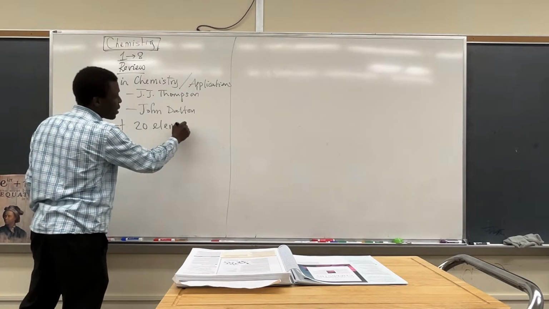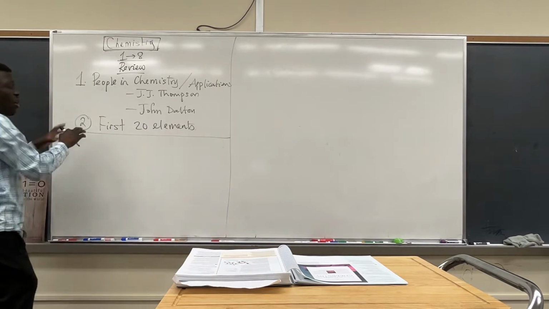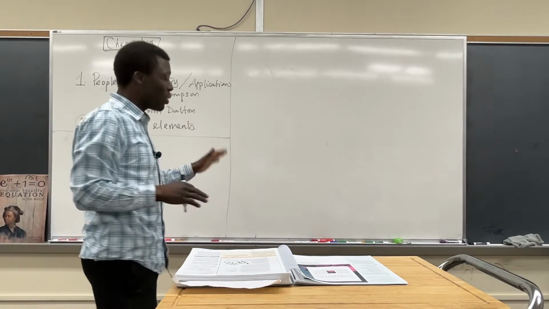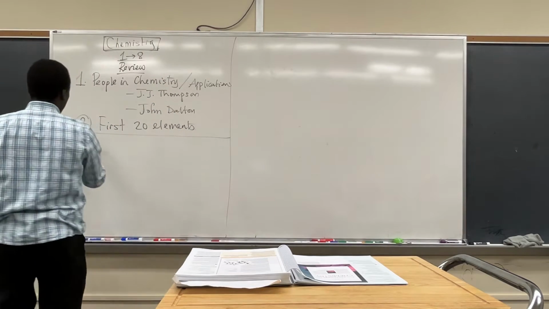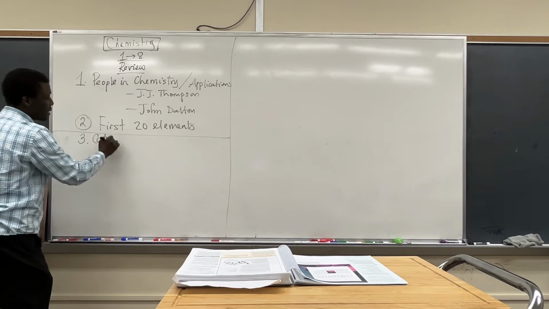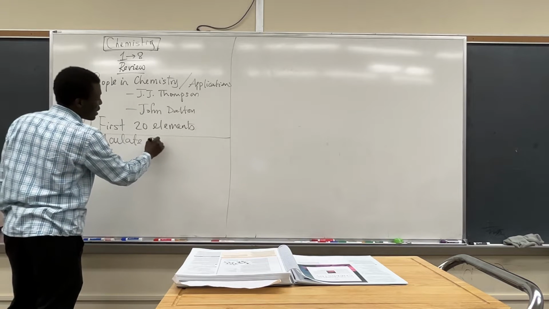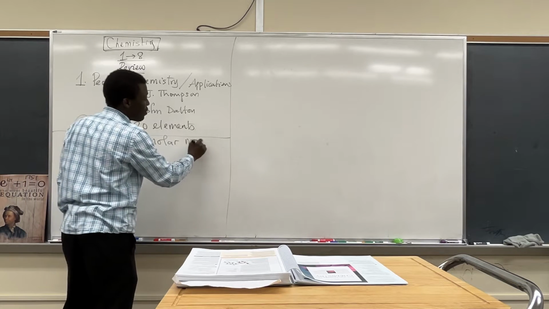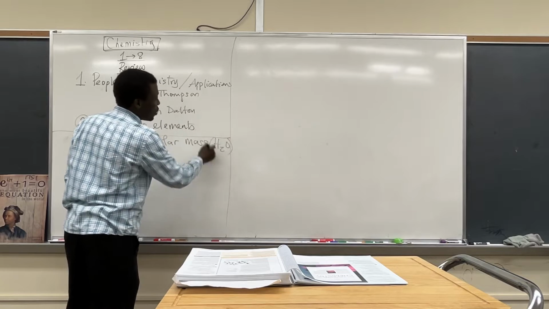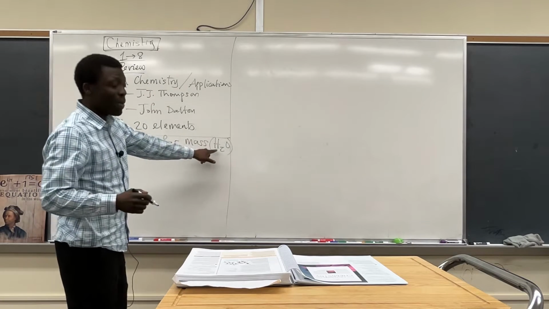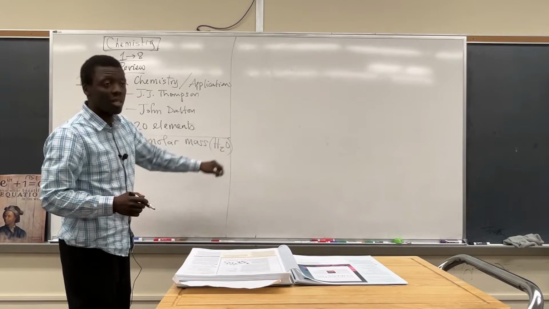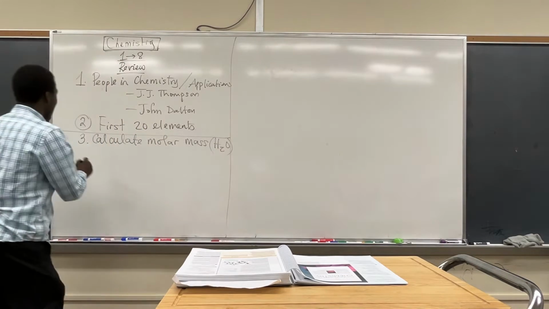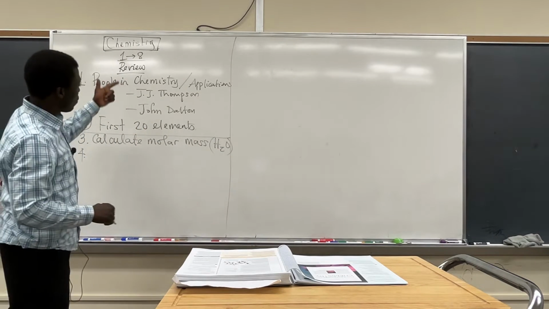Number two, we should know the first 20 elements. I gave us an acronym, or a mnemonic, to remember the first 20 elements. So we should know the first 20 elements, right? We should know how to calculate molar mass. So if somebody says, calculate the molar mass of water, we should be able to take the atomic mass of hydrogen, multiply it by 2, and add it to the atomic mass of oxygen. That's the molar mass.